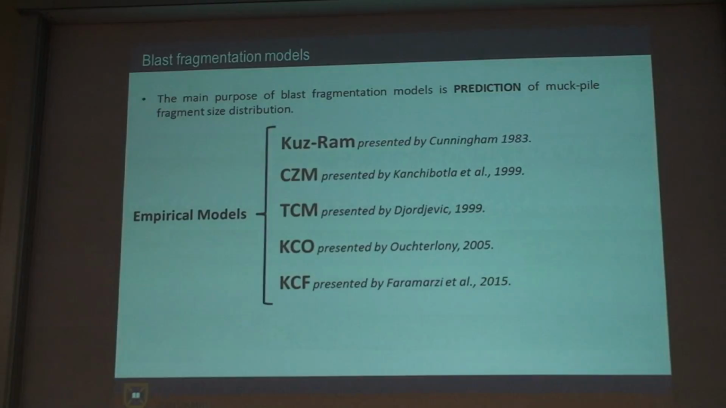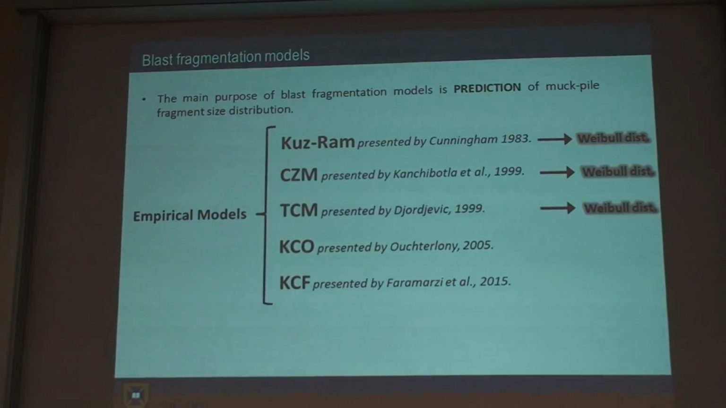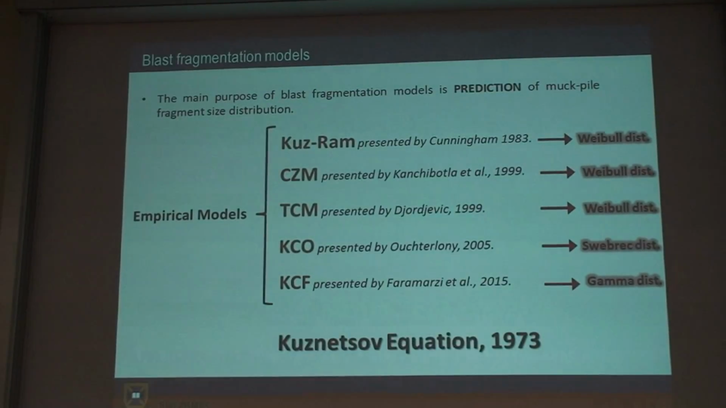It is worth knowing what distribution function each of these models generally uses. COSRAM uses the Rosin-Rammler distribution, and CZM and TCM both use the same. KCO uses the Swebrec distribution function, presented by Swebrec, and KCF uses the gamma distribution function. And the interesting part of this story is that all of these empirical models are based on the Kuznetsov equation presented in 1973.